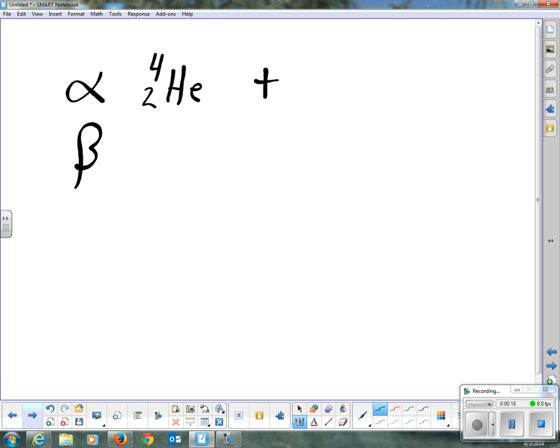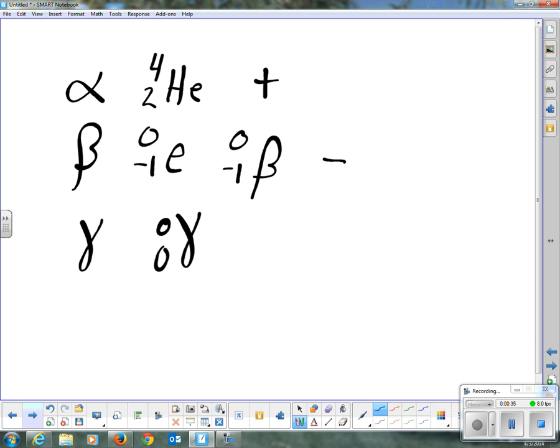We've got beta, which is 0, -1 E, or you can write it 0, -1 with the B, and it has a negative charge. We have gamma that's very high energy. It's actually known as a ray instead of a particle. It has a 0, 0, but you don't have to write the 0, 0, but it is a ray, very high energy wave, okay? These are the basic ones you need to know.